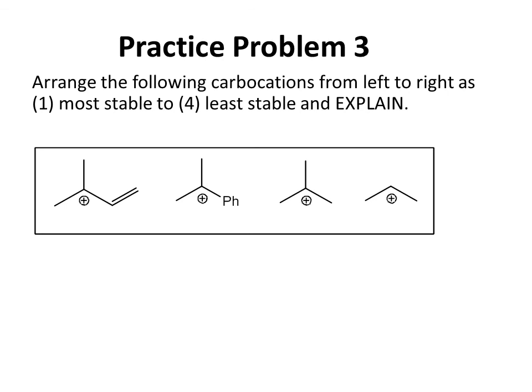Practice problem 3. Arrange the following carbocations from left to right as 1, most stable, to 4, least stable, and explain. Remember, the most stable carbocations are tertiary and benzylic, and the least stable carbocations, which you can't even really form, are methyl and primary carbocations. At this point, you want to pause the video in order for you to work on the practice problem.